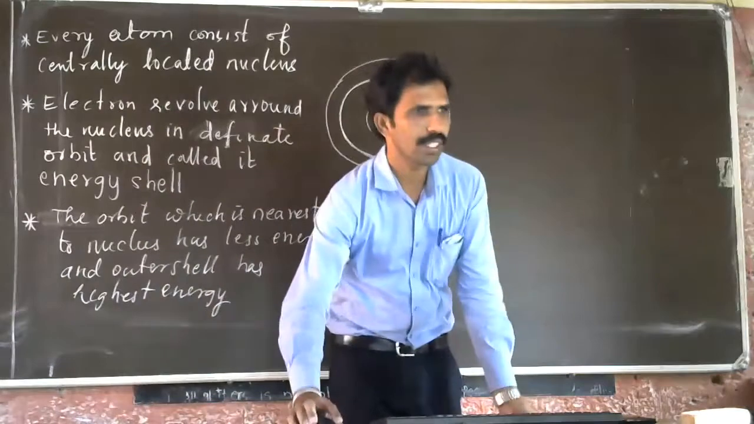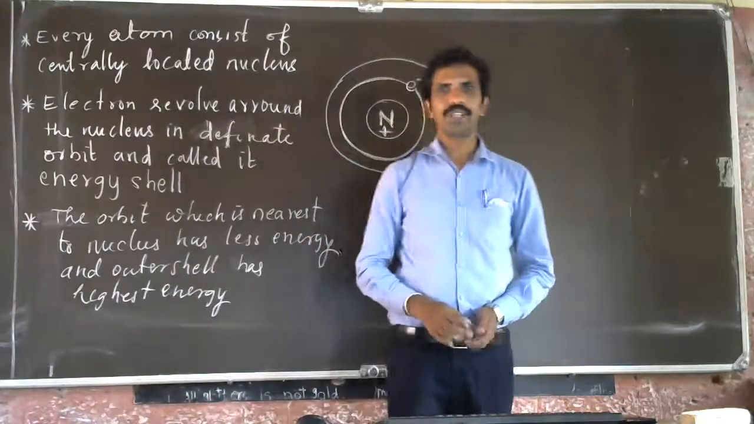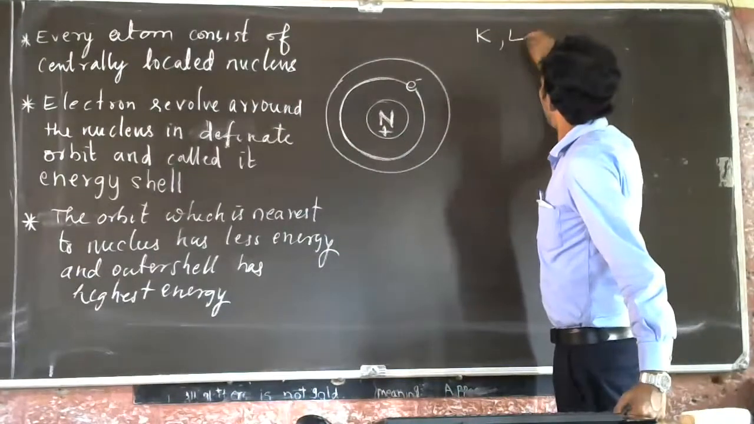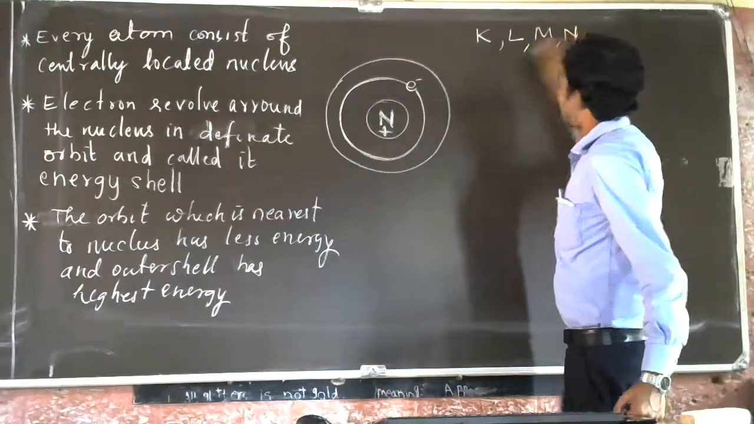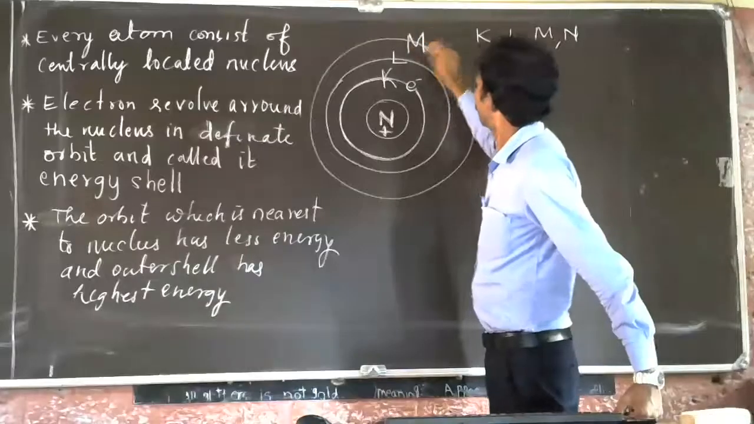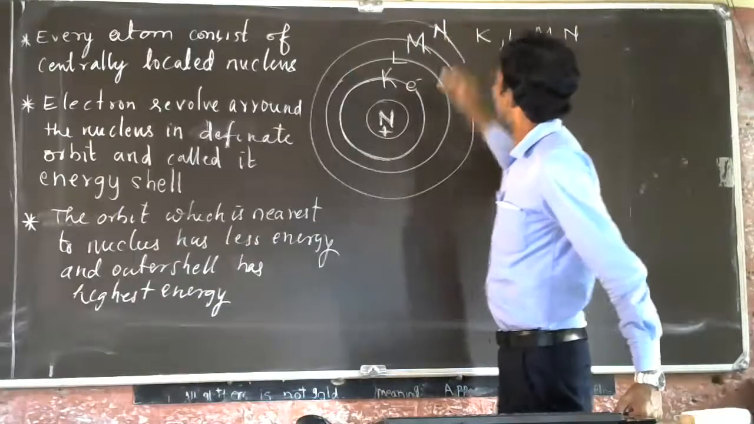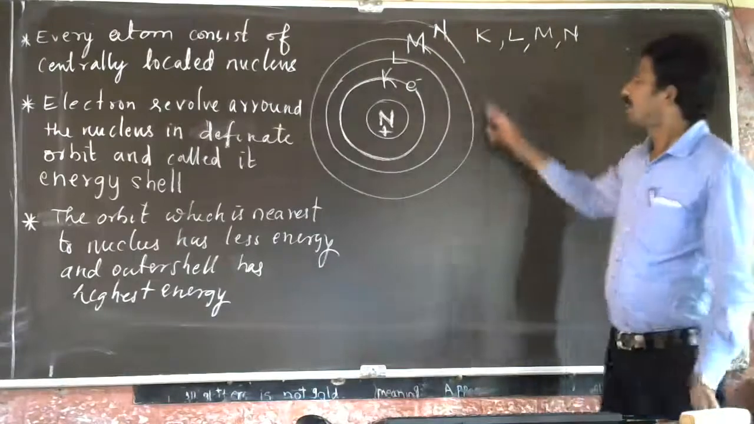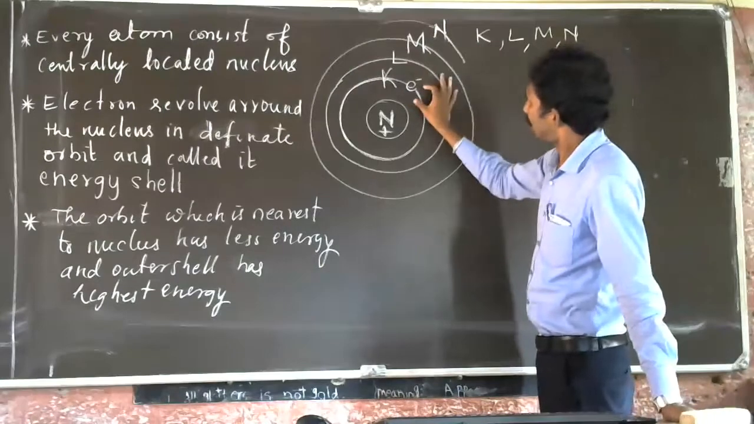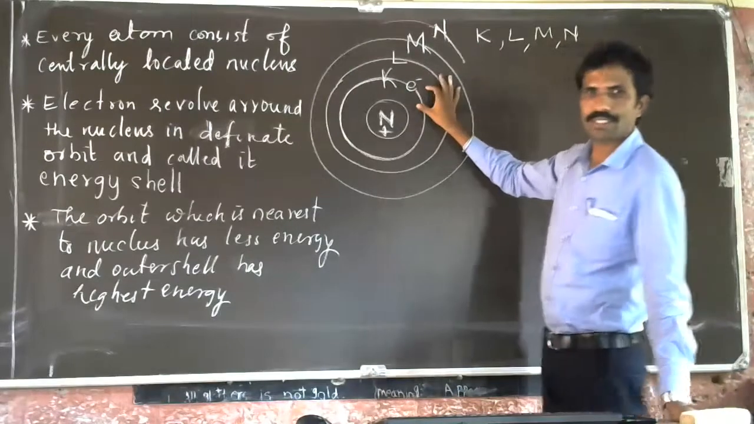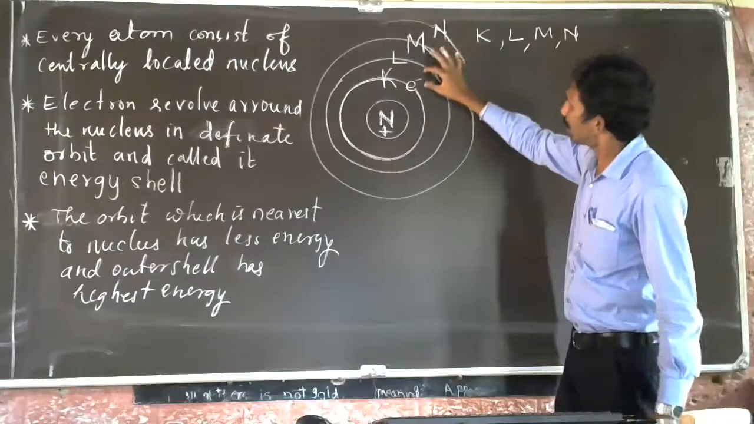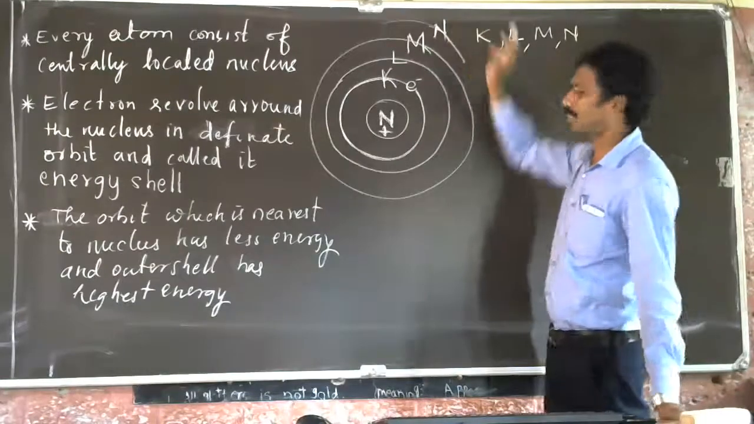And he denoted those shells as K, L, M, N. So this is K, this is L, this is M, then the outermost is N, like that. He gave the denotation for that, and he told that the shell nearest to the nucleus has less energy, and compared to K, L has more energy, compared to L, M has more energy, and compared to M, N has more energy.